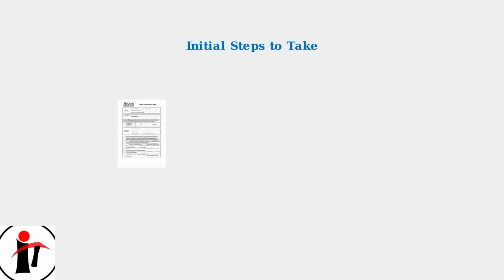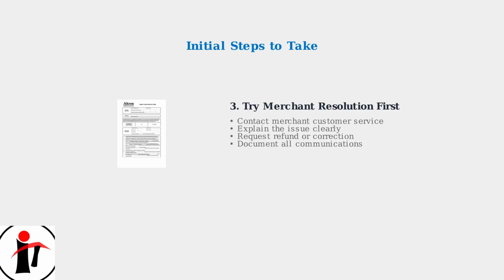Before filing a formal dispute with Chase, it's recommended to first attempt to resolve the issue directly with the merchant. Many problems can be solved quickly through direct communication, saving time for everyone involved. Remember these key points. You have 60 days to dispute, gather comprehensive documentation, and always try merchant resolution first. These initial steps set the foundation for a successful dispute process.